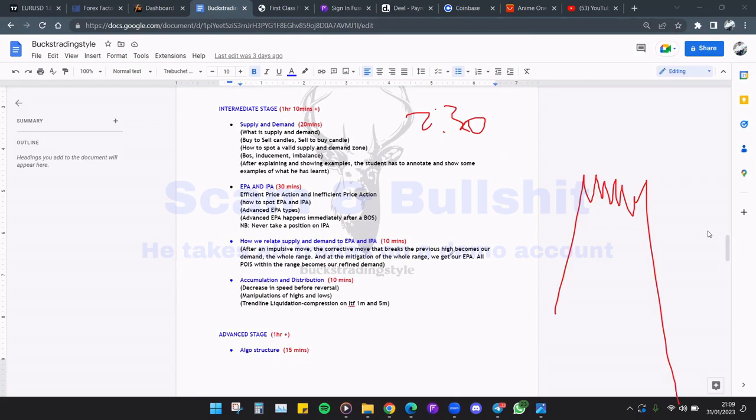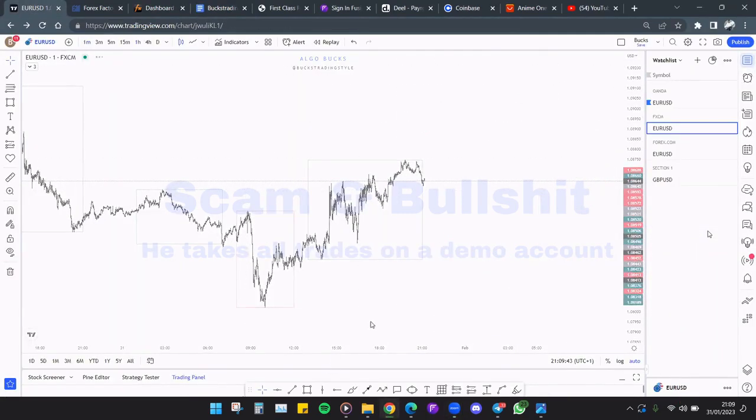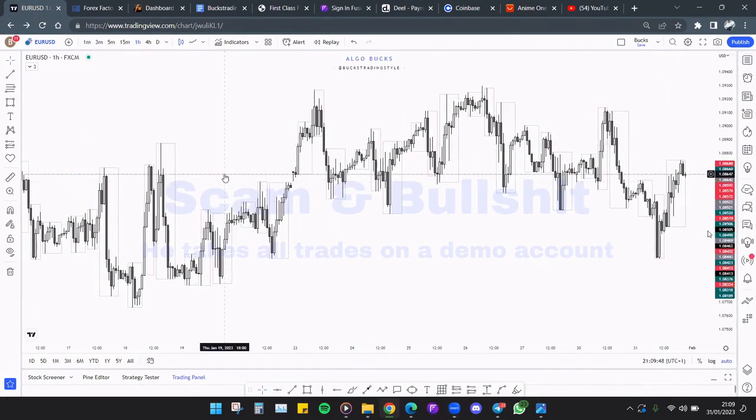In the sense that price might have done this already, before the news: accumulation, manipulate traders to the upside, and then distribute to the downside and give us a real move. So if you check the chart, most times the real move happens after the news. If you check the chart, you're going to see that. Let's look at some examples.